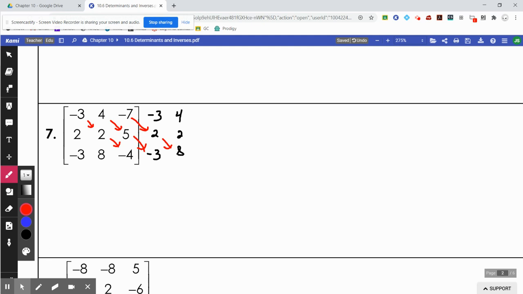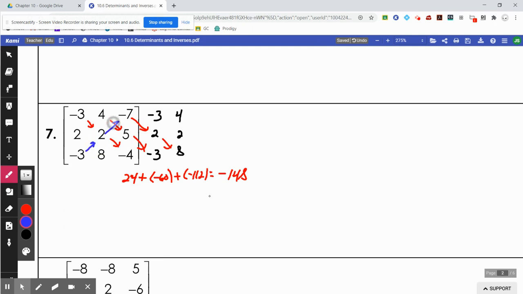Negative 3 times 2 times negative 4 gives me 24, plus 20 times negative 3 is a negative 60, plus negative 14. Let's see, I'm going to do negative 7 times 8 is negative 56 times 2 is negative 112. So my downs are equal to negative 148. Now let's do the ups.